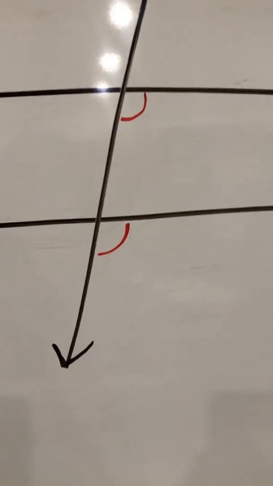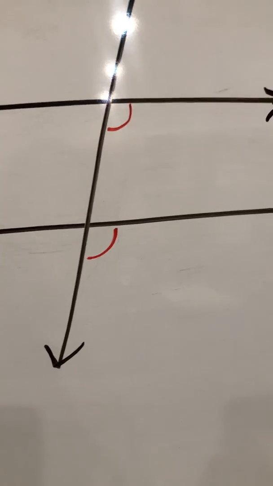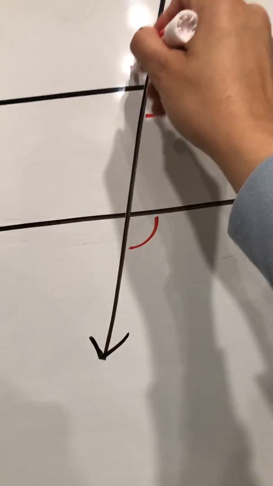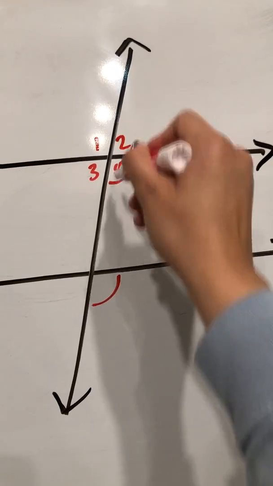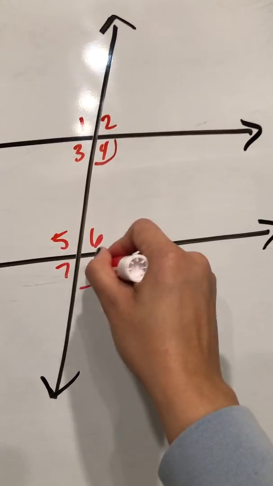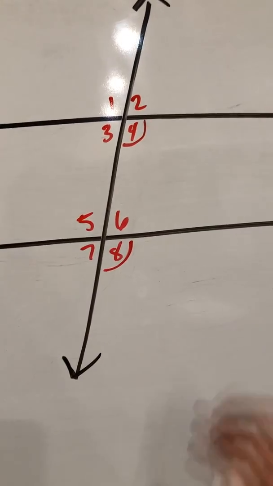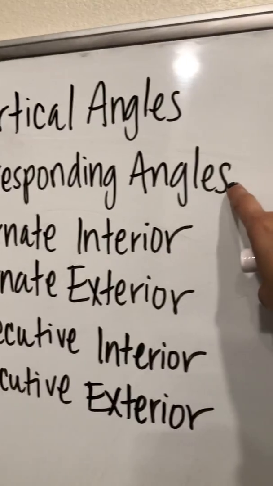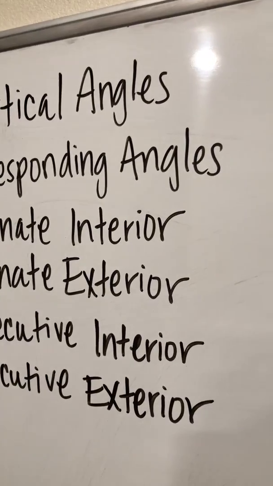These are in the same position on both parallel lines. So this one is on the bottom right, this one is on the bottom right. Remember that it creates 8 angles. Bottom right. Because they're in the same position, this one would be corresponding angles.